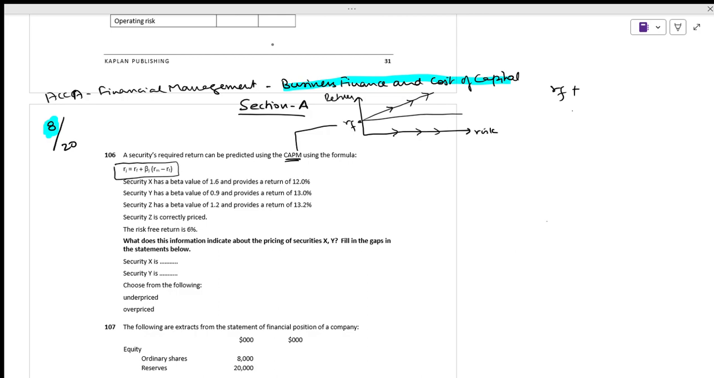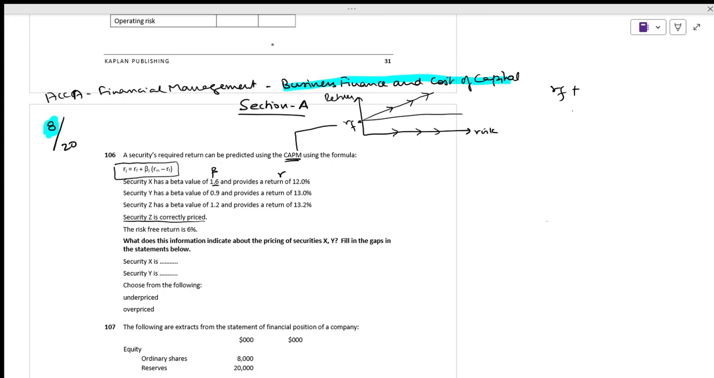They are given three securities, X, Y, Z. Beta is the variation of the stock returns with the market returns. They have given for X beta 1.6 and return 12, for Y beta 0.9 and return 13, and for Z beta 1.2 and return 13. They said that security Z is correctly priced, meaning they are relying on security Z. They don't have that much clarity with respect to securities X and Y. The risk-free rate is 6%.